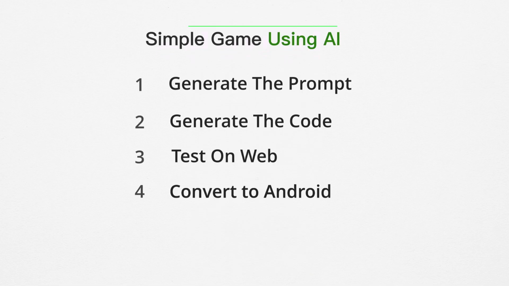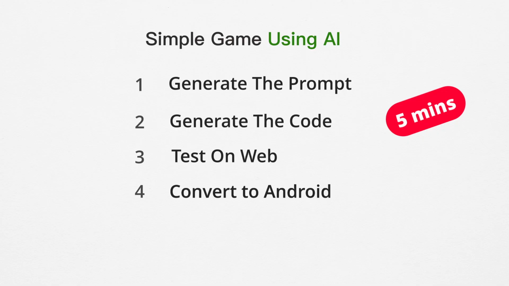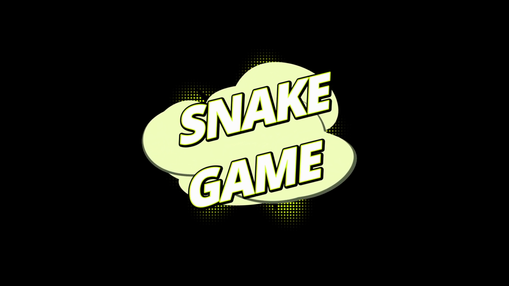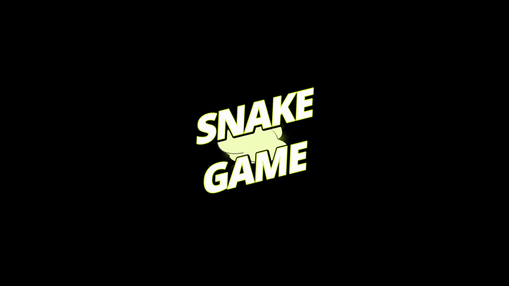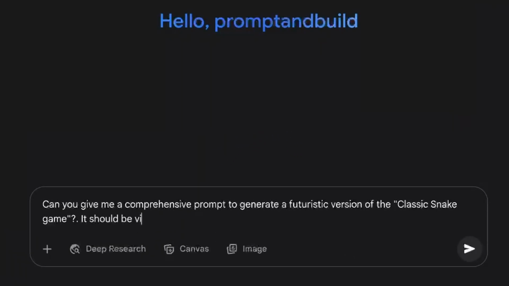So that's it. We started with a simple idea, created a prompt out of it, generated code, tested on web, and we converted it to a working mobile app, all within 5 minutes. Now that we know how it works, let's build another game quickly using these steps. This time we will be building the classic snake game. Let's ask Gemini to provide us with a futuristic game prompt.